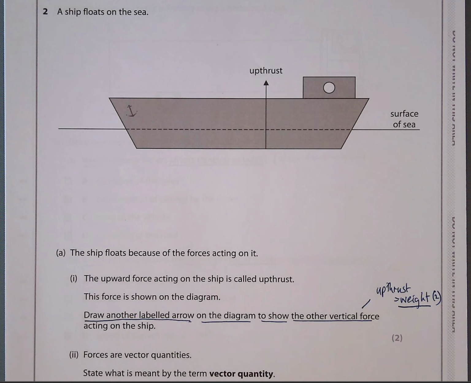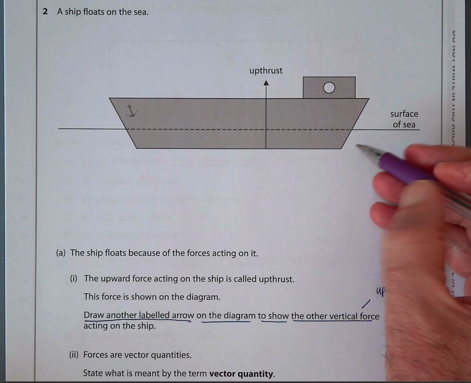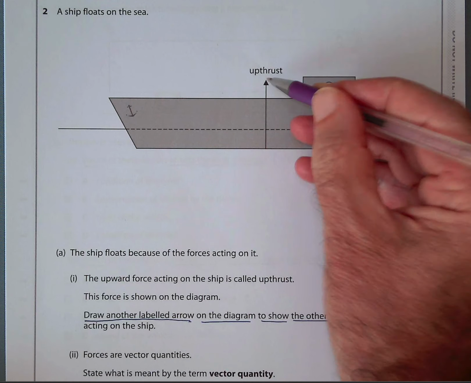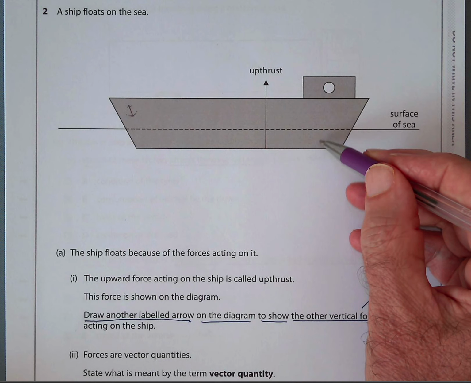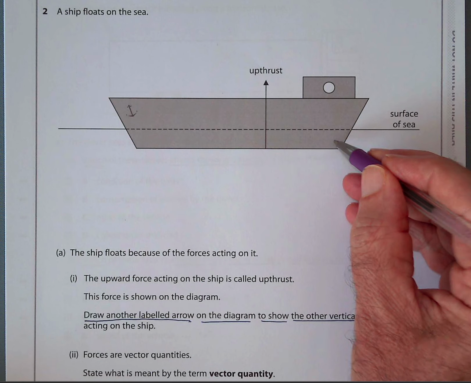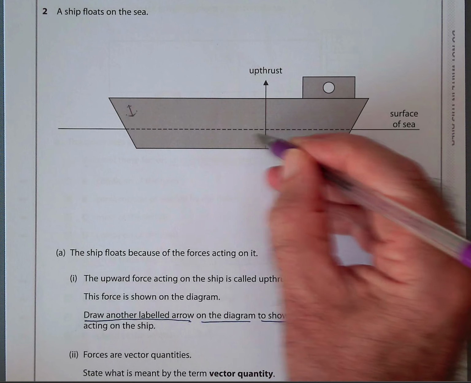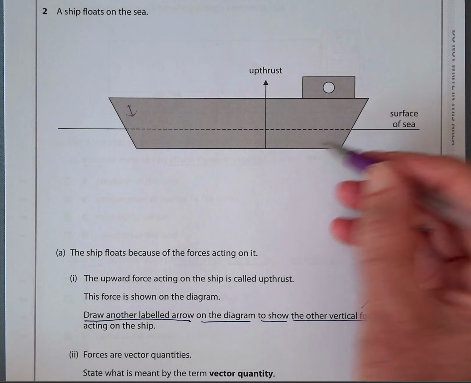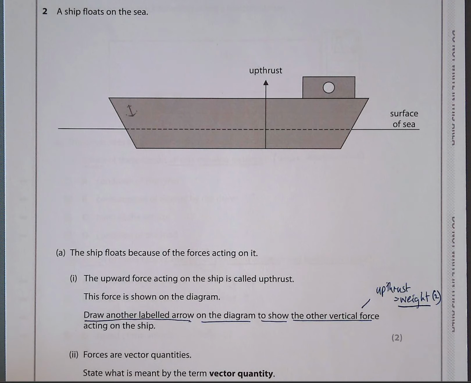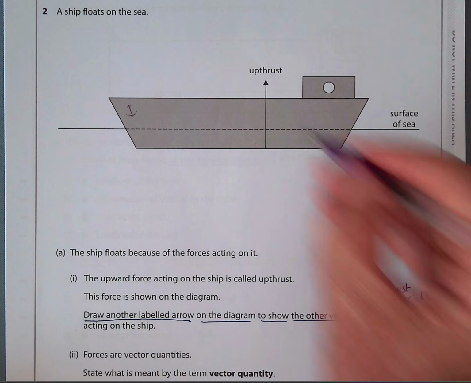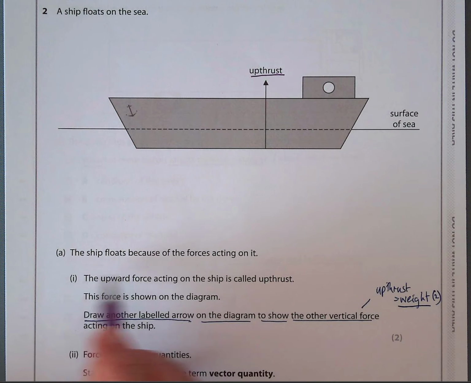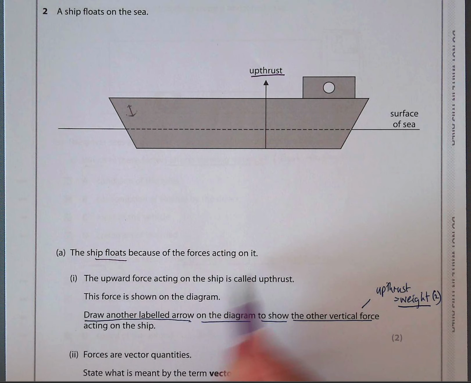The next one is about upthrust, a boat floating on the surface. The boat sinks and therefore it creates the upthrust. It's a fact that upthrust is due to the displacement of water, and the weight of the water that you displace gives you the upward force, which we call an upthrust. So the ship floats because of it. Okay, the upward force acting on the ship is called upthrust.